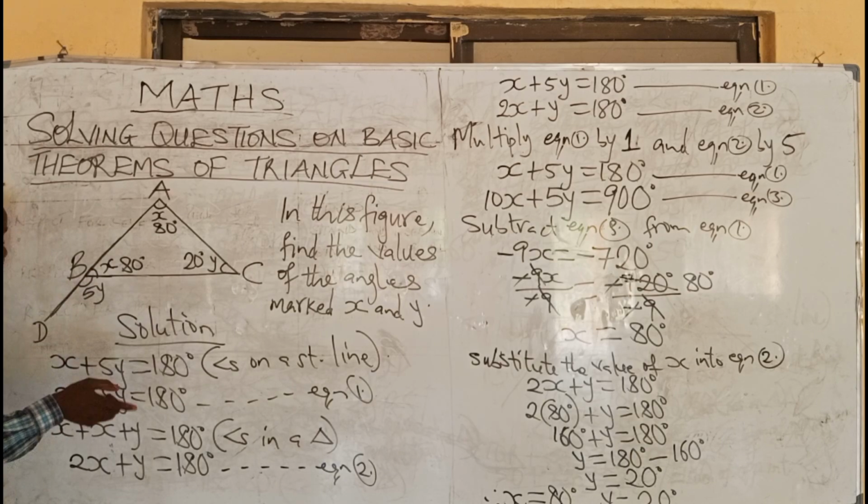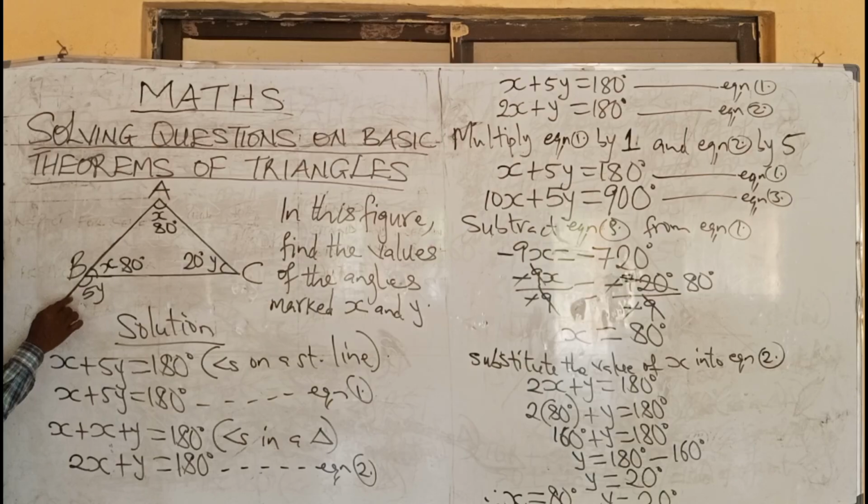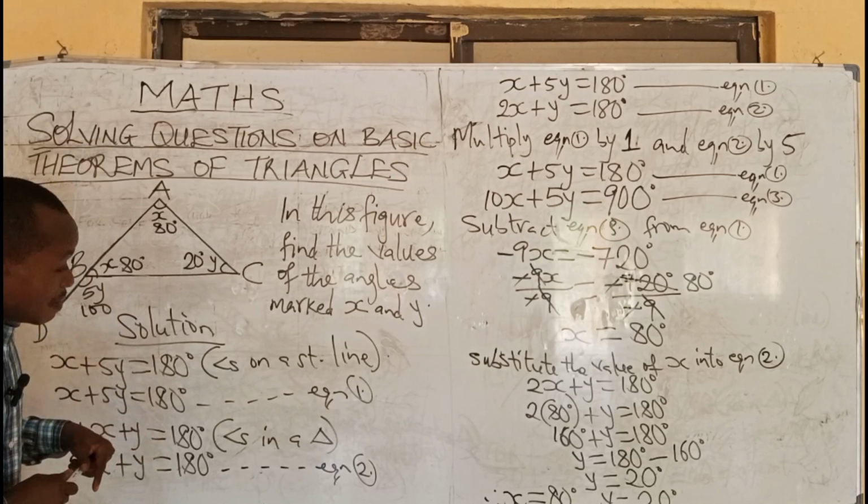You can also prove from here. We found y to be 20. And this is 5y, meaning 5 times 20, which will give us 100. So this angle here is 100. And by the sum of angles on a straight line, 100 plus 80 will also give us 180 degrees, confirming that the answers are correct.